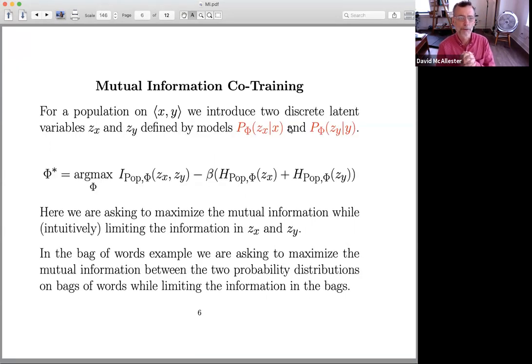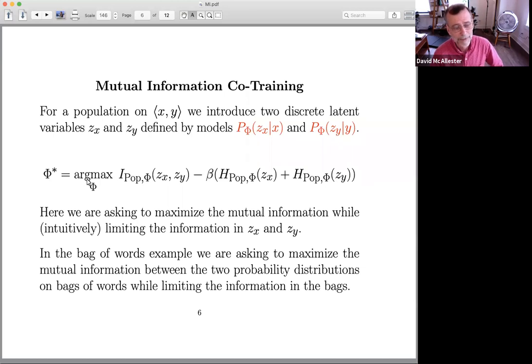So here's the formal definition. We've got a population distribution on these pairs of high entropy, multimodal pairs, sound and image. We're going to introduce two discrete latent variables, one extracted from X and one extracted from Y, and they're going to be extracted by models that we're going to learn. We're going to learn a model that takes an image to a bag of words, say, and a model that takes a sound wave to a bag of words, say.